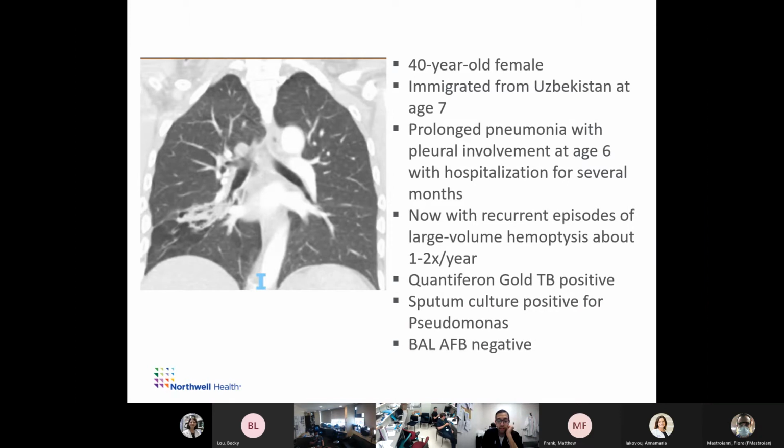Bronch was negative, AFB was negative, but on her sputum culture she did have Pseudomonas. And what you see here in the right lower lobe, in the superior segment, is focal bronchiectasis. This is likely a sequela of her pneumonia that she had when she was a child. This is probably an ideal candidate for resection if she continues to have these recurrent episodes of hemoptysis or bronchial artery embolization, but she's yet to follow up, actually.